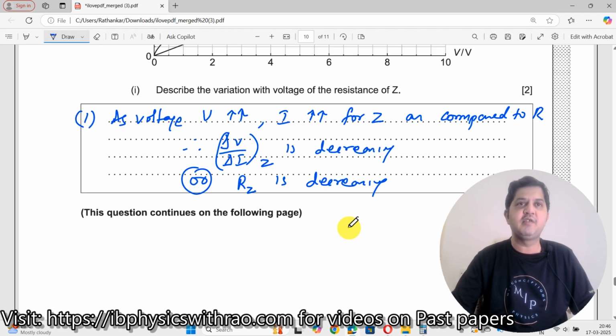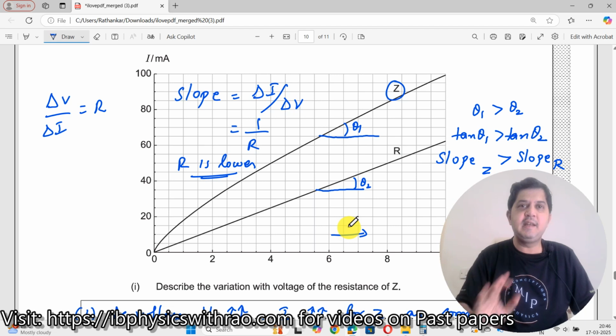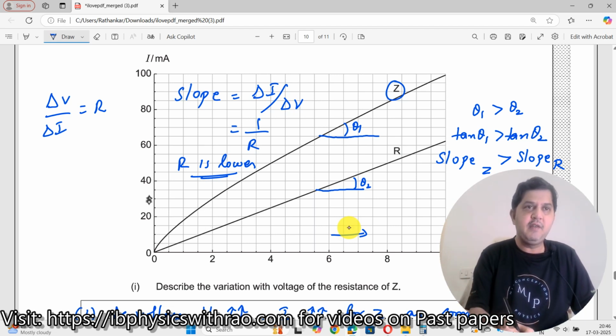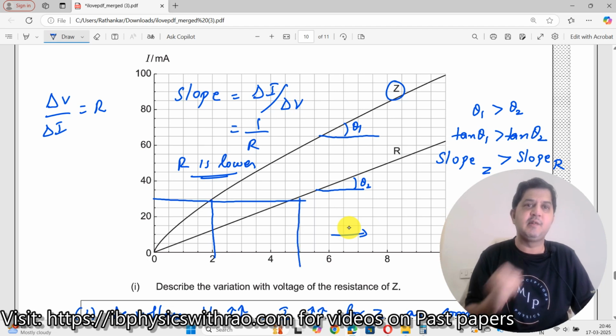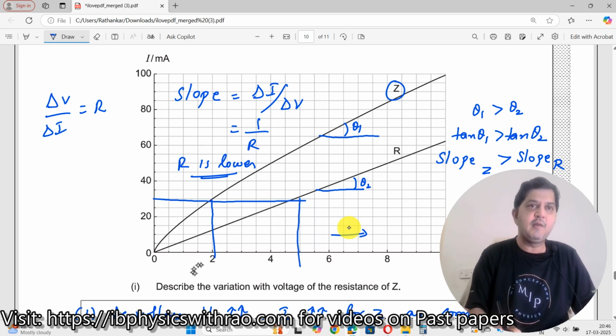Now let me go back to this graph. The same current passes through R, the same current passes through Z also. If I draw a line anywhere over here, it tells you the same current passes here, same current passes here. But there is a difference in the voltages over here. So what does this tell you? If you look at this voltage over here, this is VZ. VZ will be equal to 2 volt over here.